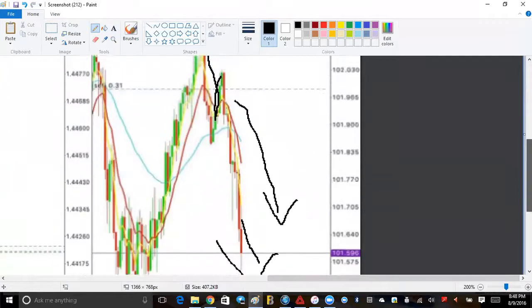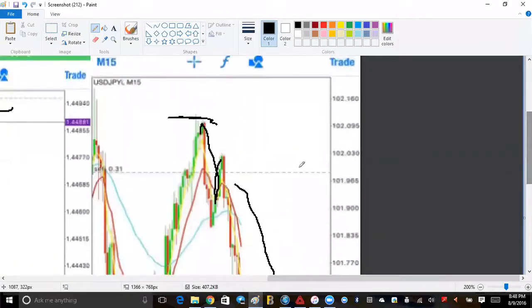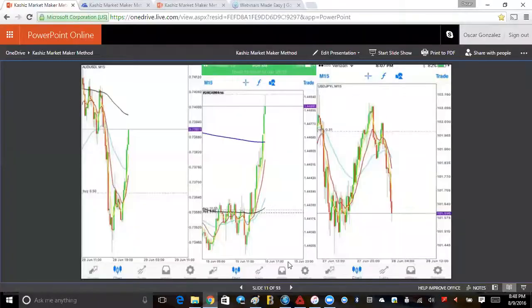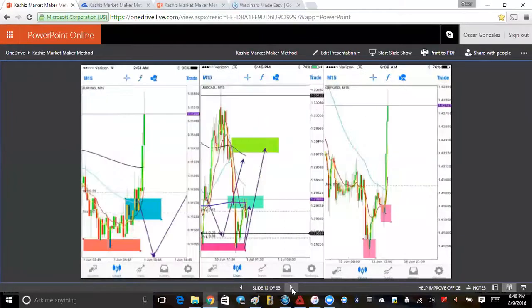So I want you to understand from this that these pins to the top or to the bottom, wherever the side they're working, are very important. This is how you identify these areas of potential reversals. Good stuff.